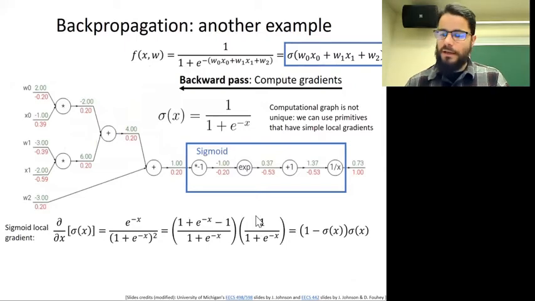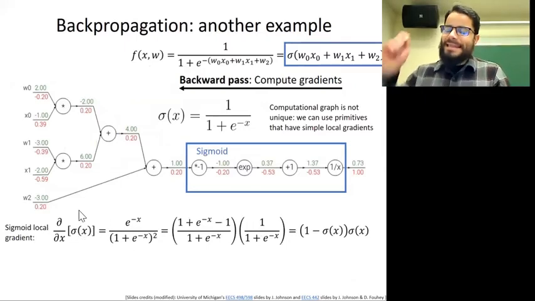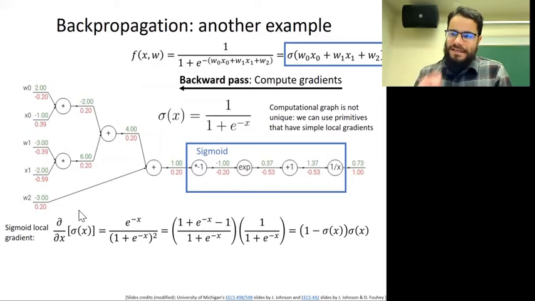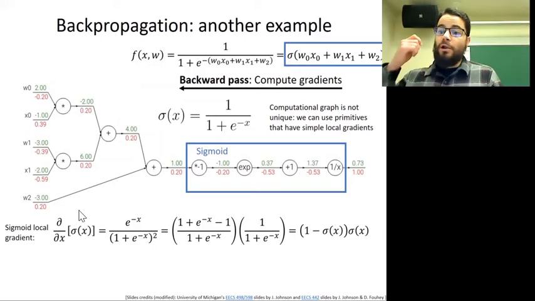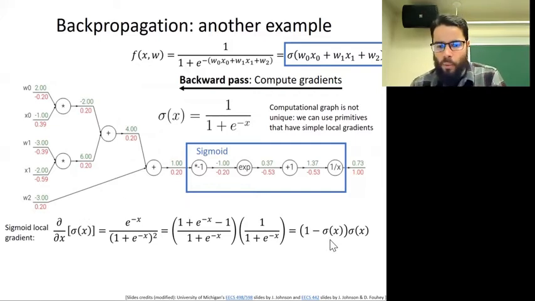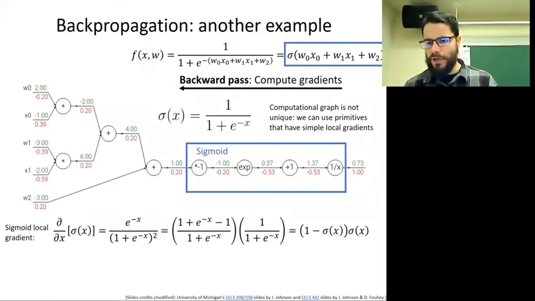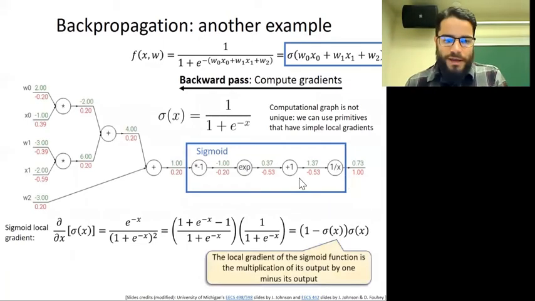So let's see here how the sigmoid function looks. All right, so we know that the sigmoid function looks like this, and the derivative of the sigmoid function with respect to its input, in other words, the local gradient of the sigmoid function, it turns out it's given by 1 minus its output multiplied by its output, okay?